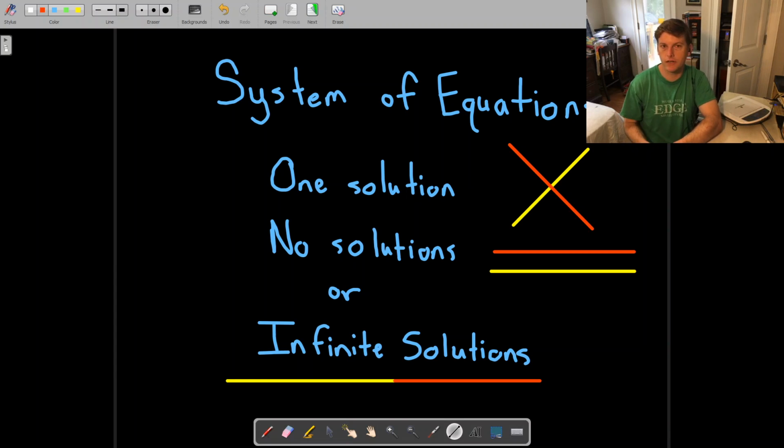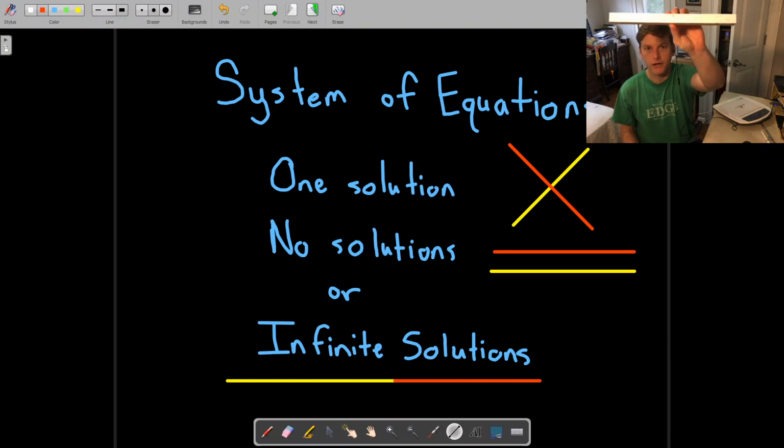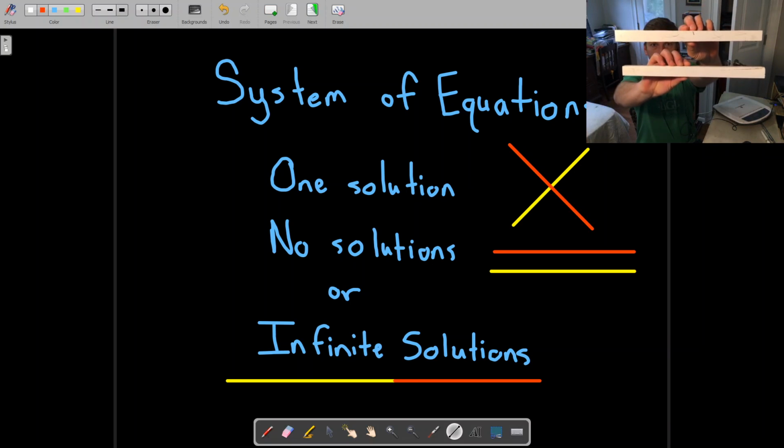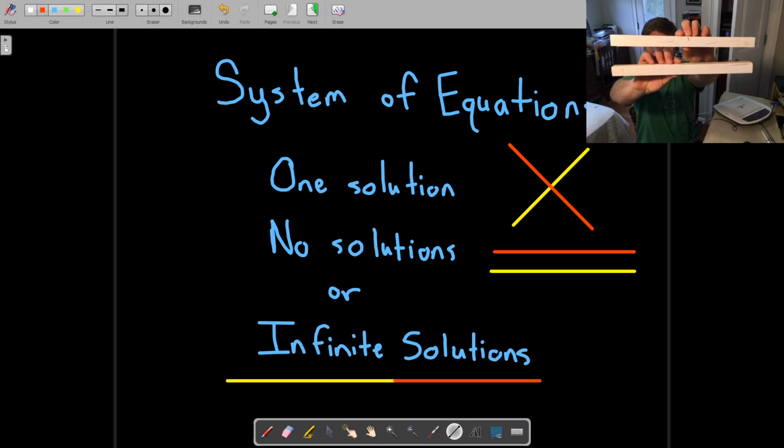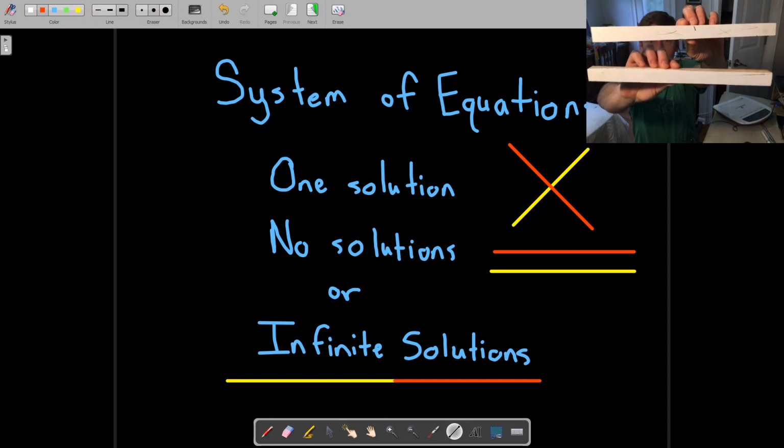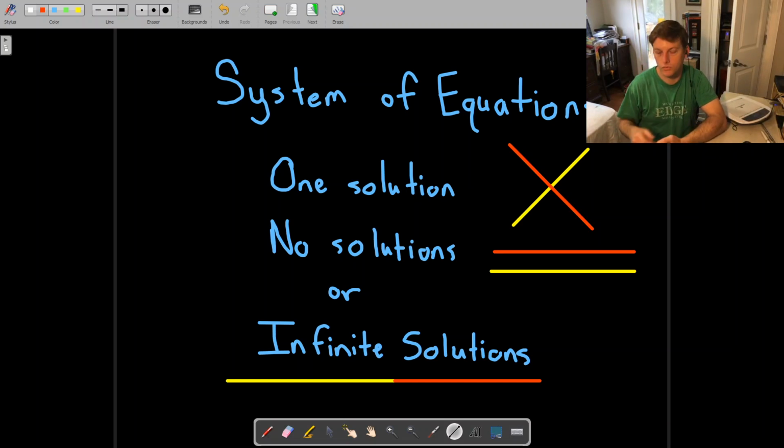The other option is you could have no solution. So imagine that you have an equation that is a line, and then you have another one that is right under it or right next to it. We call these railroads because they are parallel. Will they ever intersect? No. If I keep my hands straight, they won't. So if they'll never intersect, they have no solutions.